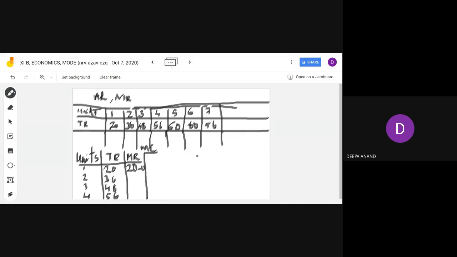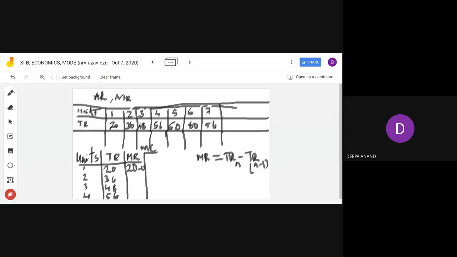And I have also given an equation for that. What is the equation? MR is equal to, those who know the equation, tell me. MR is equal to? Quickly say. TR n minus TR n minus 1. What does n minus 1 mean? N minus 1 means just the previous one. Whichever TR you are taking into consideration, that is TR n, and TR n minus 1 is the just previous one. So in that formula, you can find it out.